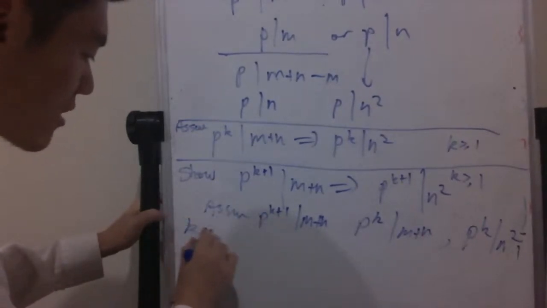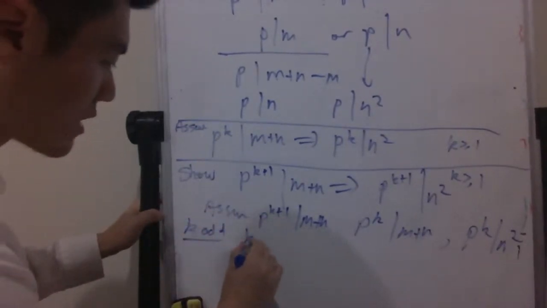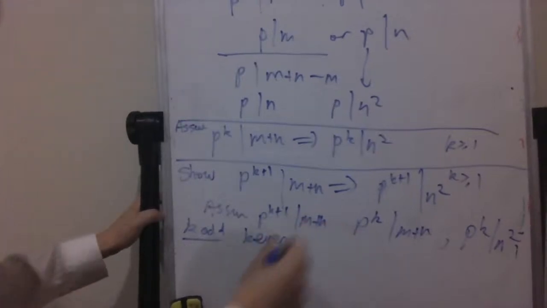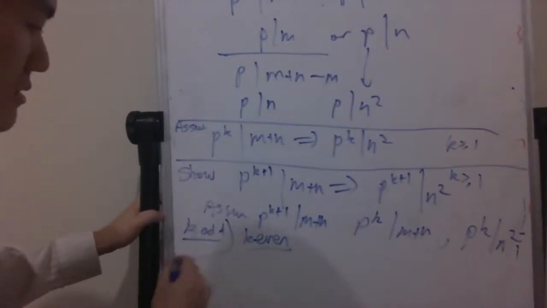So K odd is taken care of, yeah? So maybe we can do K even. This avoids us using weird notation, yeah? So K odd is done, yeah?